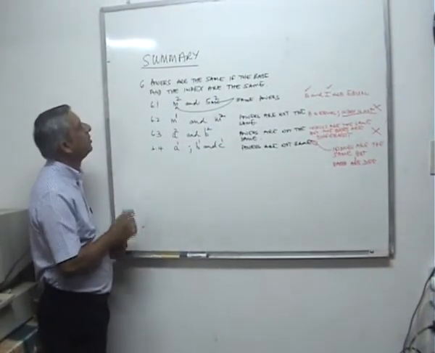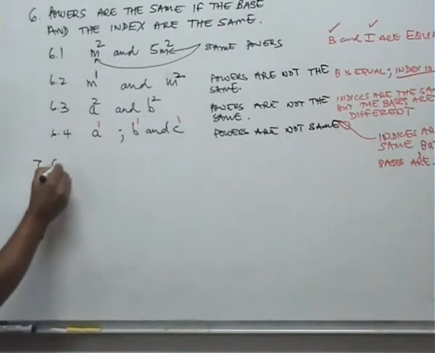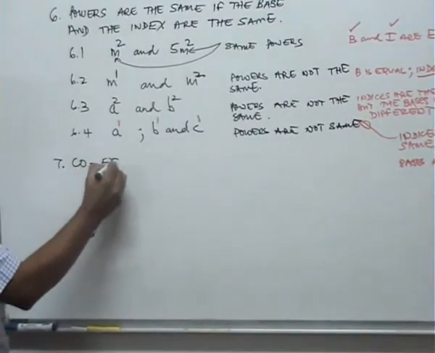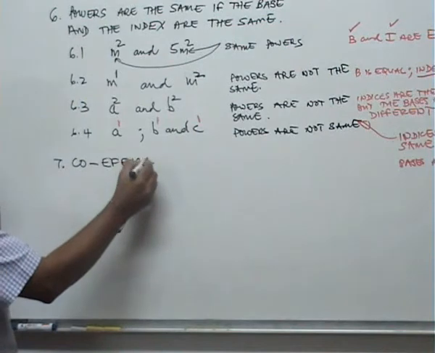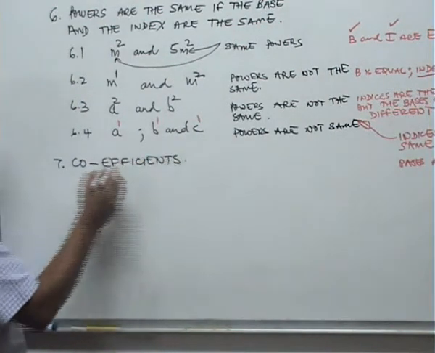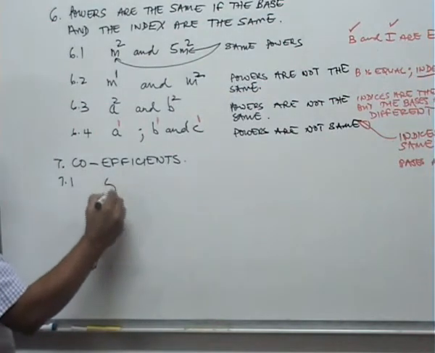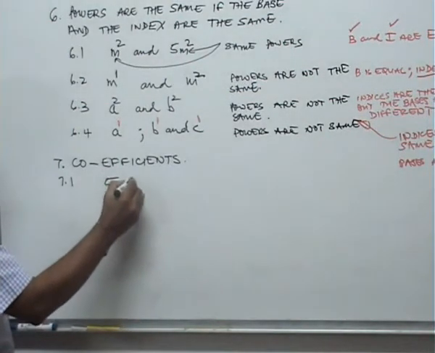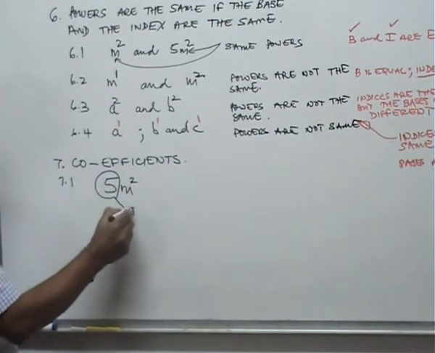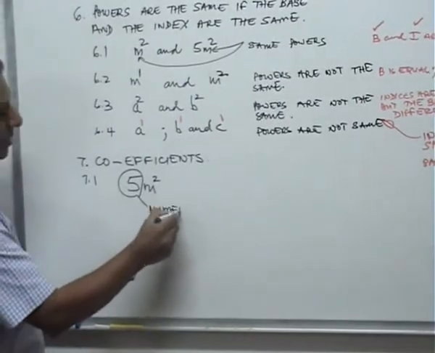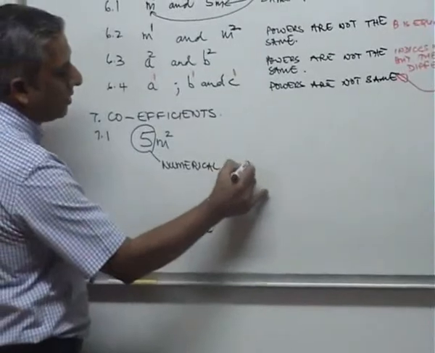Alright, let's continue with the summary. Number 7, coefficients, C-O-E-F-F-I-C-I-E-N-T-S. So 7.1, if you take an example like 5m squared, then 5 is called the numerical coefficient.